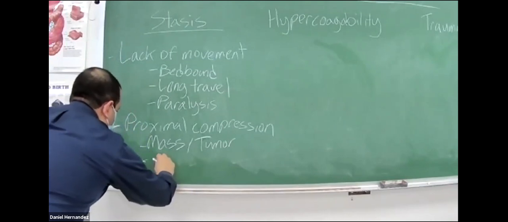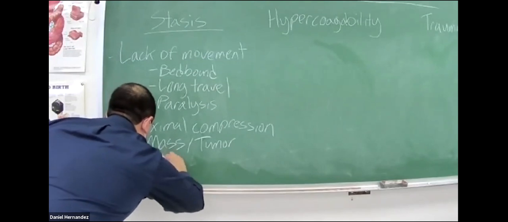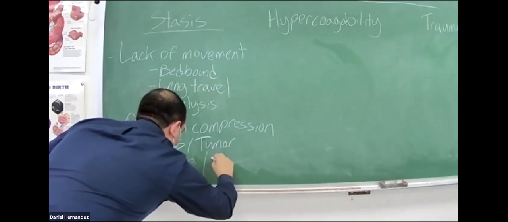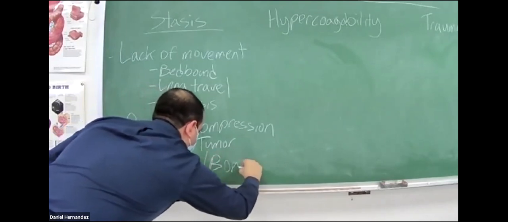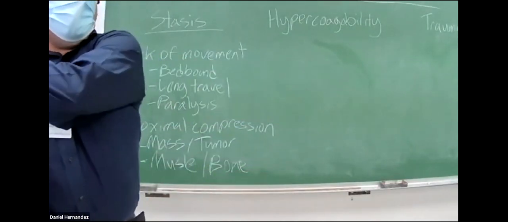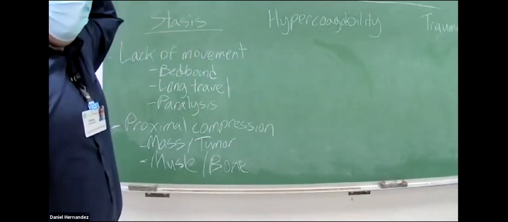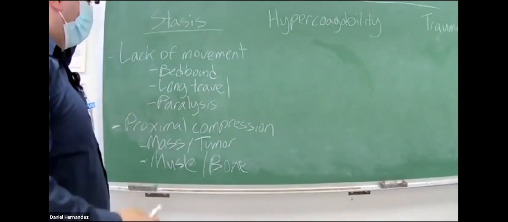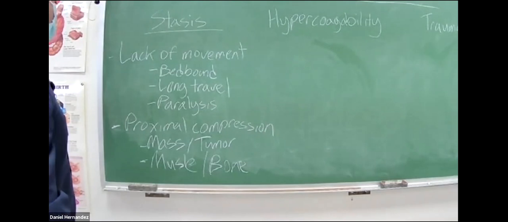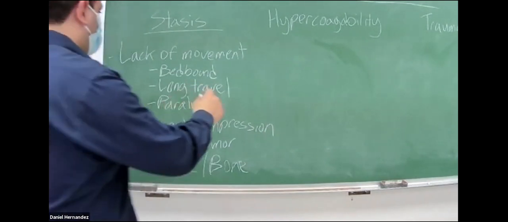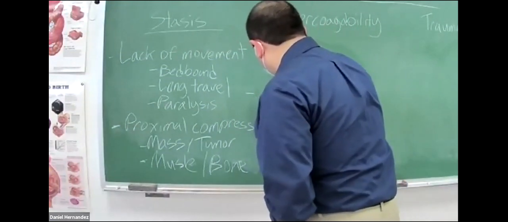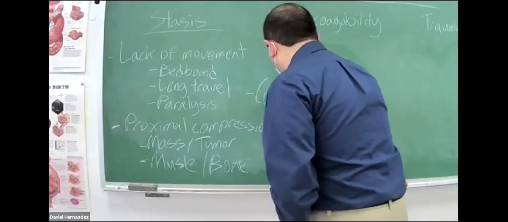You can also get proximal compression through your own anatomy, through muscle and bone. So if you're lying the wrong way, or if you put yourself in a position where the tendons, the muscles, the bones, the ligaments can actually compress your vessels as well. So those are the two main things that create stasis. Actually, no, we can also add cardiac function.